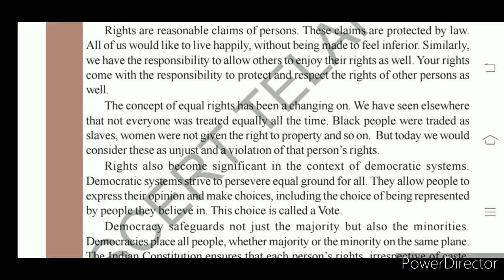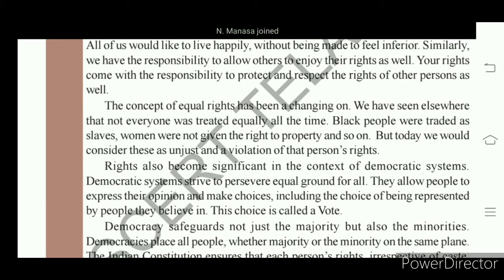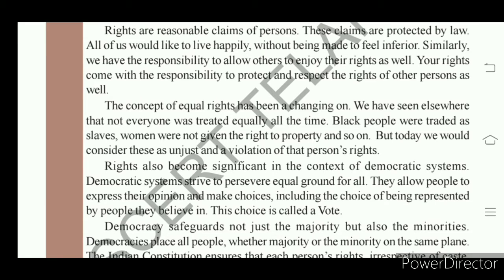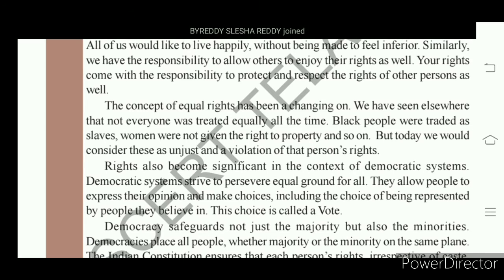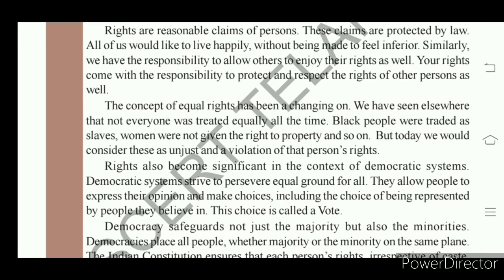So black people were not treated equally with white people, especially European people. So black people did not enjoy equal rights with white people in those days. Women were not given the right to property once upon a time. In the property of parents, we see that after the father, the property is going to be enjoyed by the son. There is no right for a daughter to get a share in the property of the father.